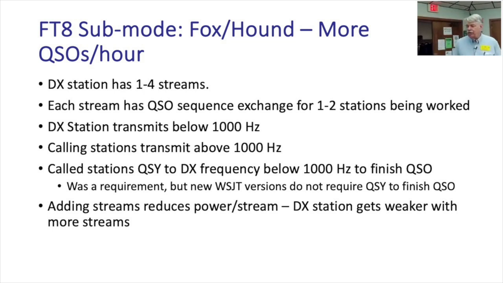So there's certain criteria that go on. First of all, he's supposed to transmit below 1,000 hertz. If you call him, you have to transmit above 1,000 hertz, otherwise he won't decode you. And then once he calls a station, your transmit frequency will go down to match the one frequency that he called you on. And so then you finish the QSO below 1,000 hertz.